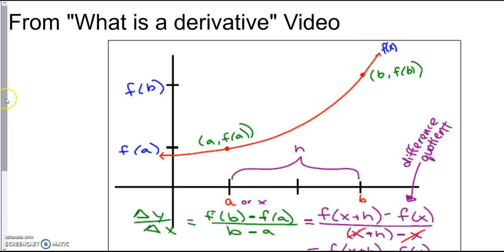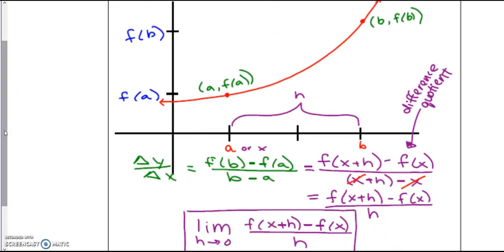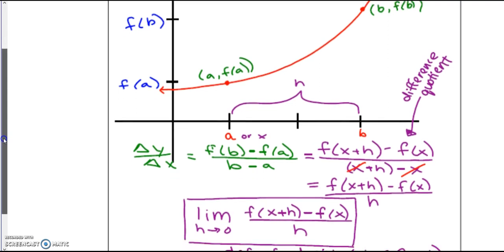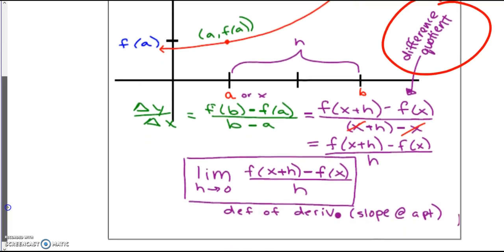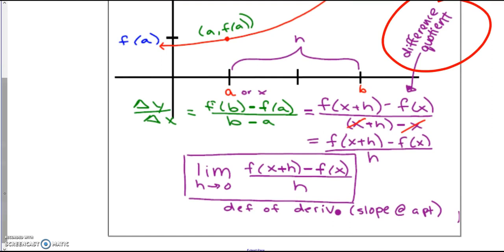After watching that, you should know where this comes from, and this is what we call the difference quotient. This is our difference quotient here, and that is the definition of a derivative. The definition of the derivative is the limit as h approaches 0 of f of x plus h minus f of x, all over h, and that is how we find slope at a point. We'll explore this a little bit more in detail in class as well. So that's the formal definition of a derivative.